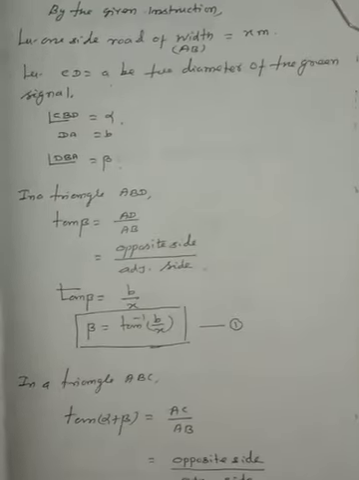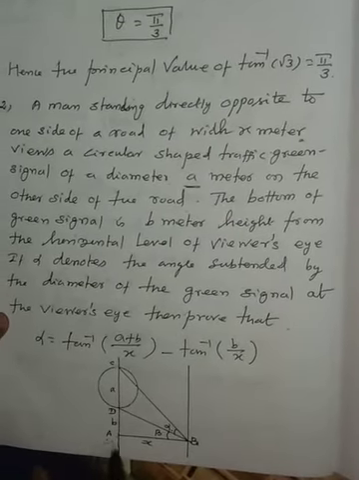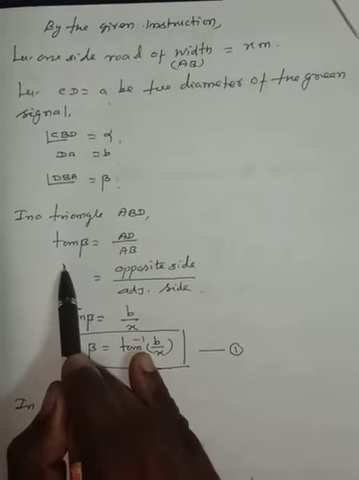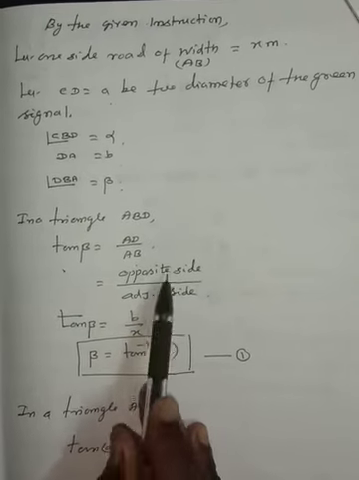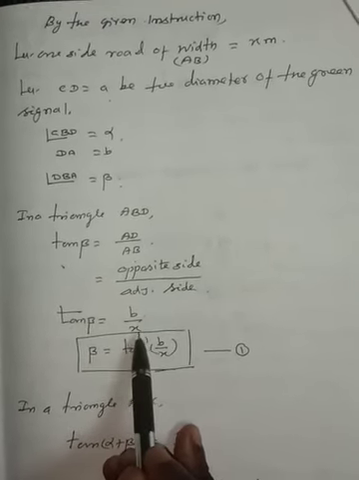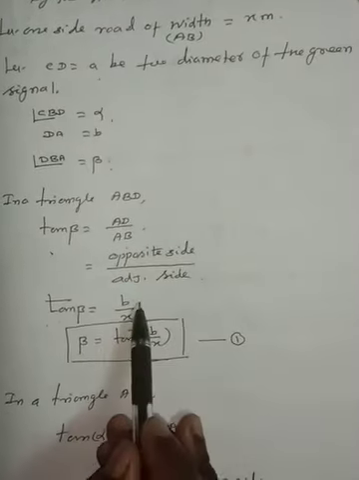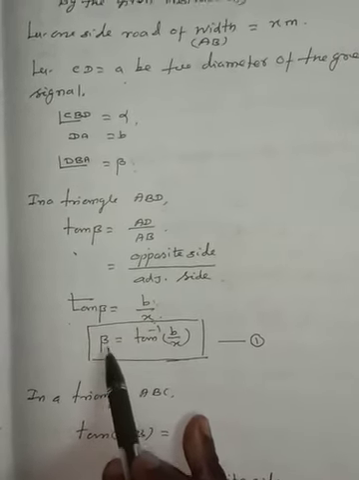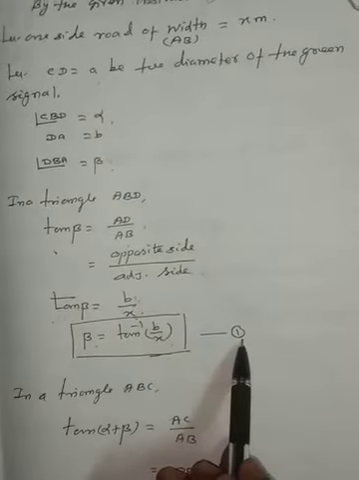Take triangle ABD. Tan beta is equal to opposite side AD divided by adjacent side AB. The opposite side is length b and the adjacent side is x, so tan beta is equal to b by x. Beta is equal to tan inverse of b by x. Number this as 1.